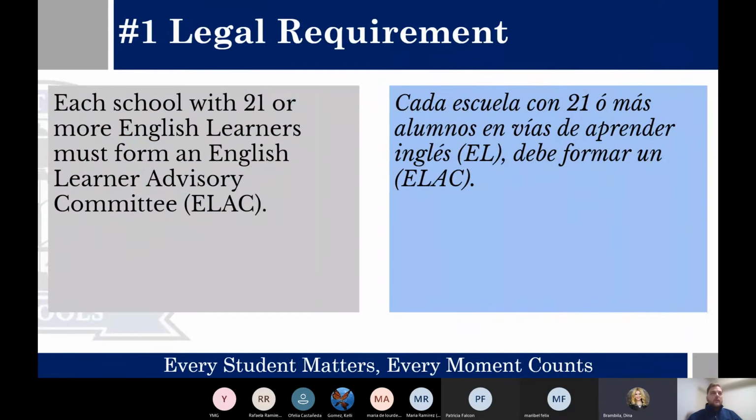So first and foremost, it's a legal requirement. Since we have over 21 English learners, we must form this committee. So, cada escuela, el primer requerimiento, y esto es un requerimiento legal, es que cualquier escuela que tenga 21 o más alumnos que son aprendices de inglés debe de tener este comité de ELAC.